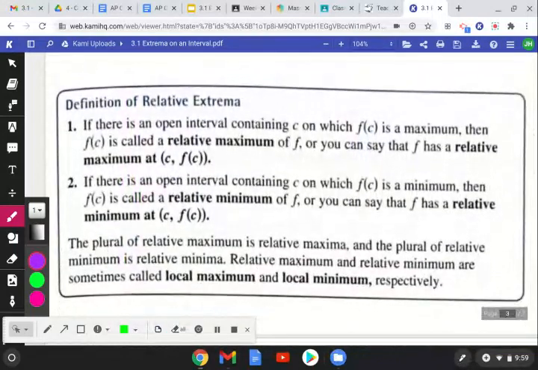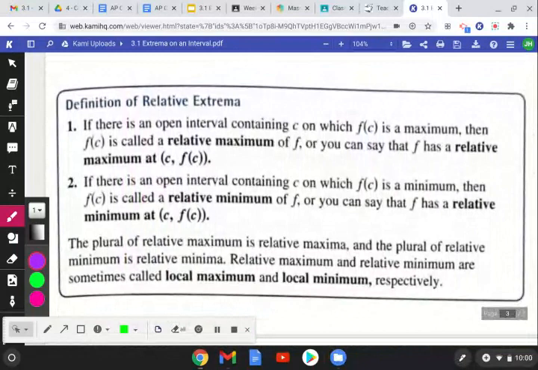All right, so the definition of relative extrema. If there is an open interval containing a value c on which f of c, the output, is a maximum, then f of c is called a relative maximum of f. Or you can say that f has a relative maximum at the ordered pair c, comma, f of c. So whatever that value is, you then plug it in to find your y value. Keep in mind, when you say f of something, you are talking about an output, and the c value by itself will be your input. Likewise, if there's an open interval containing c on which f of c is a minimum, then f of c is called a relative minimum of f, or you can say that f has a relative minimum.